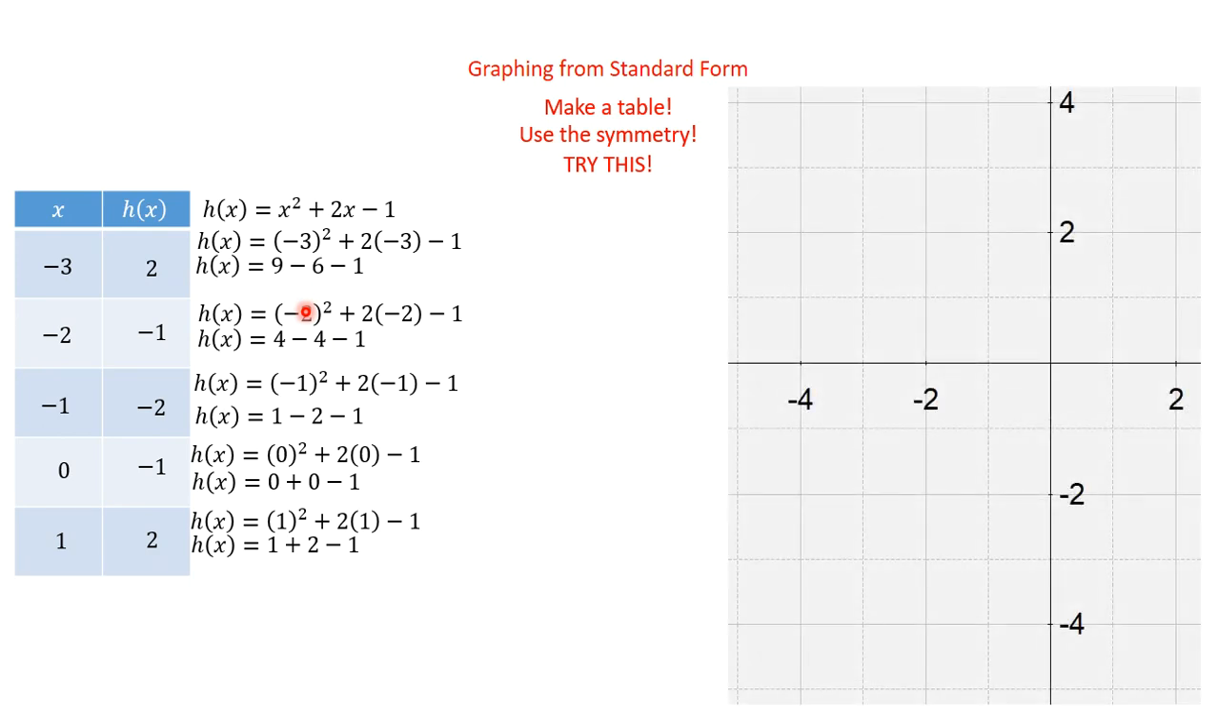We can use a graph, put some points on the graph, and then connect the dots in a parabolic manner, and there we have it. Is that what your graph looked like? Did you get these same points? If so, fantastic. If not, see where it is that you went wrong.